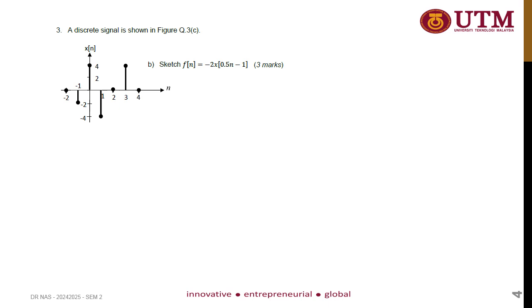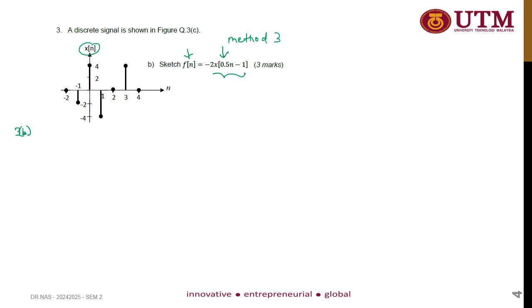Okay, the final question in the example is question 3b. Don't forget to write down the question number 3b. Sketch f[n], given x[n]. You need to sketch a new signal given by f[n] equal to negative 2 x[0.5n minus 1]. This means something happened to the original signal x[n] by using this function so that it will produce f[n]. If you have a signal operation, you may use method 3 in order to sketch the signal.